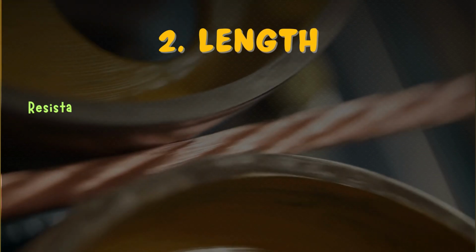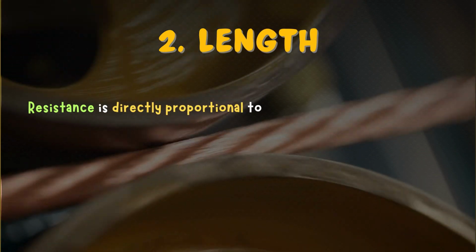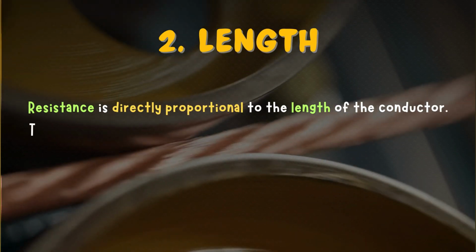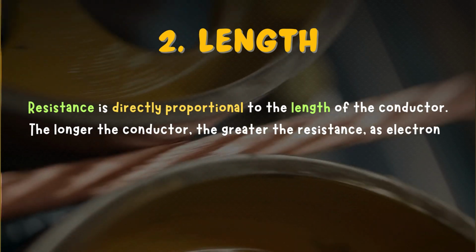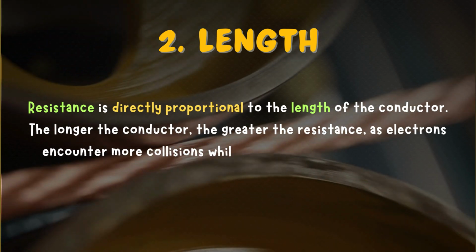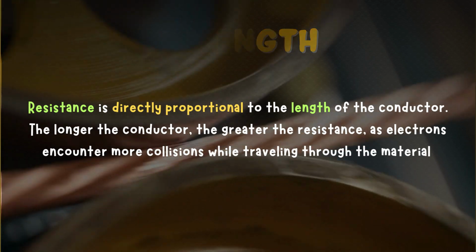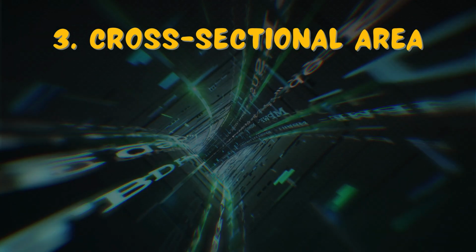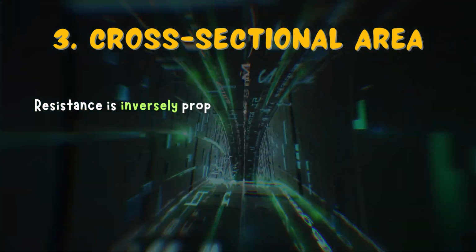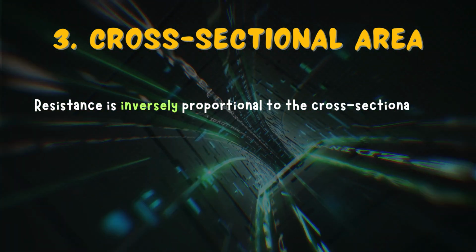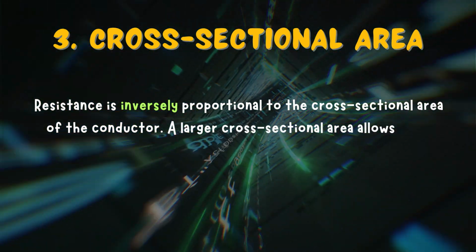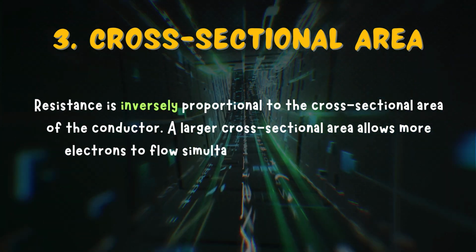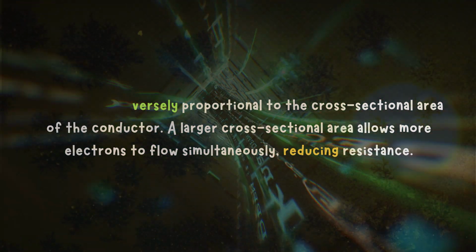2. Length. Resistance is directly proportional to the length of the conductor. The longer the conductor, the greater the resistance, as electrons encounter more collisions while traveling through the material. 3. Cross-sectional area. Resistance is inversely proportional to the cross-sectional area of the conductor. A larger cross-sectional area allows more electrons to flow simultaneously, reducing resistance.